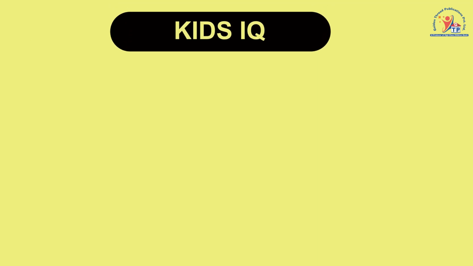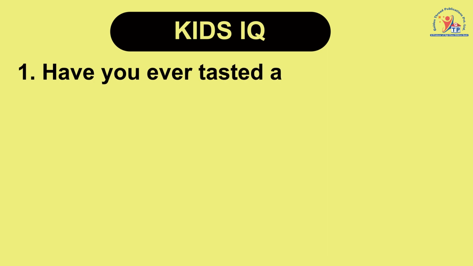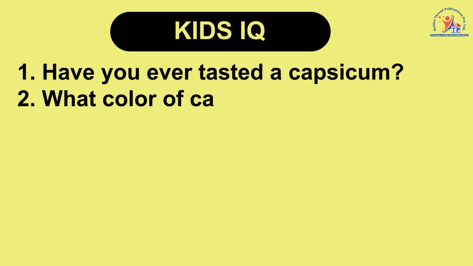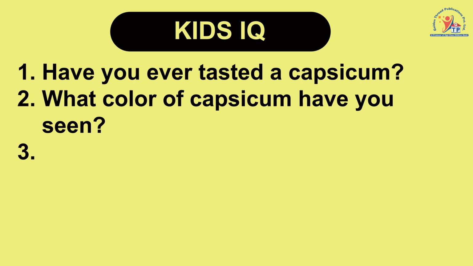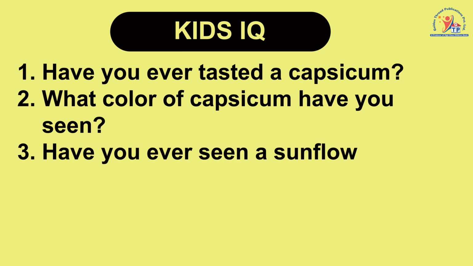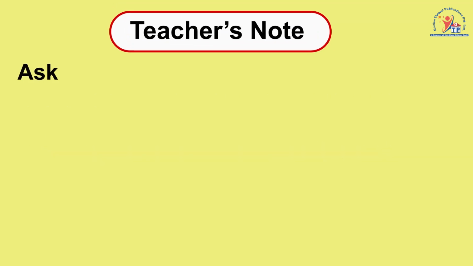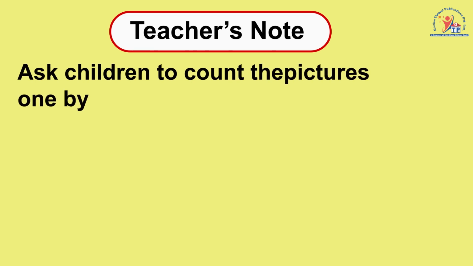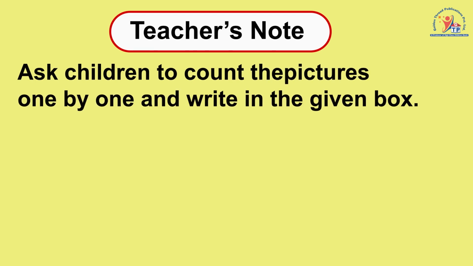Kids IQ. 1. Have you ever tasted a capsicum? 2. What color of capsicum have you seen? 3. Have you ever seen a sunflower? Teacher's note. Ask children to count the pictures one by one and write in the given box.